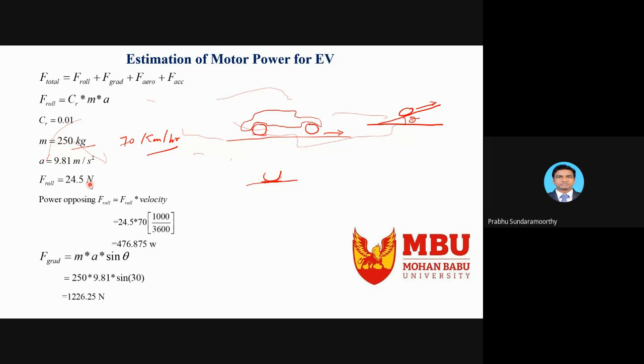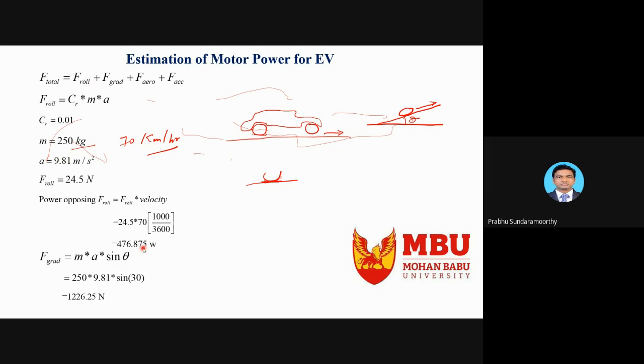Right? So then, what will be the opposing power? The power is required to overcome this rolling force. So for that, rolling force into velocity. If you substitute the rolling force into velocity, this 1000 divided by 3600 is nothing more than a unit conversion of kilometers per hour into meters per second, right? So at last we will get a value of 476.875 watts, right? So this is up to our rolling resistance.